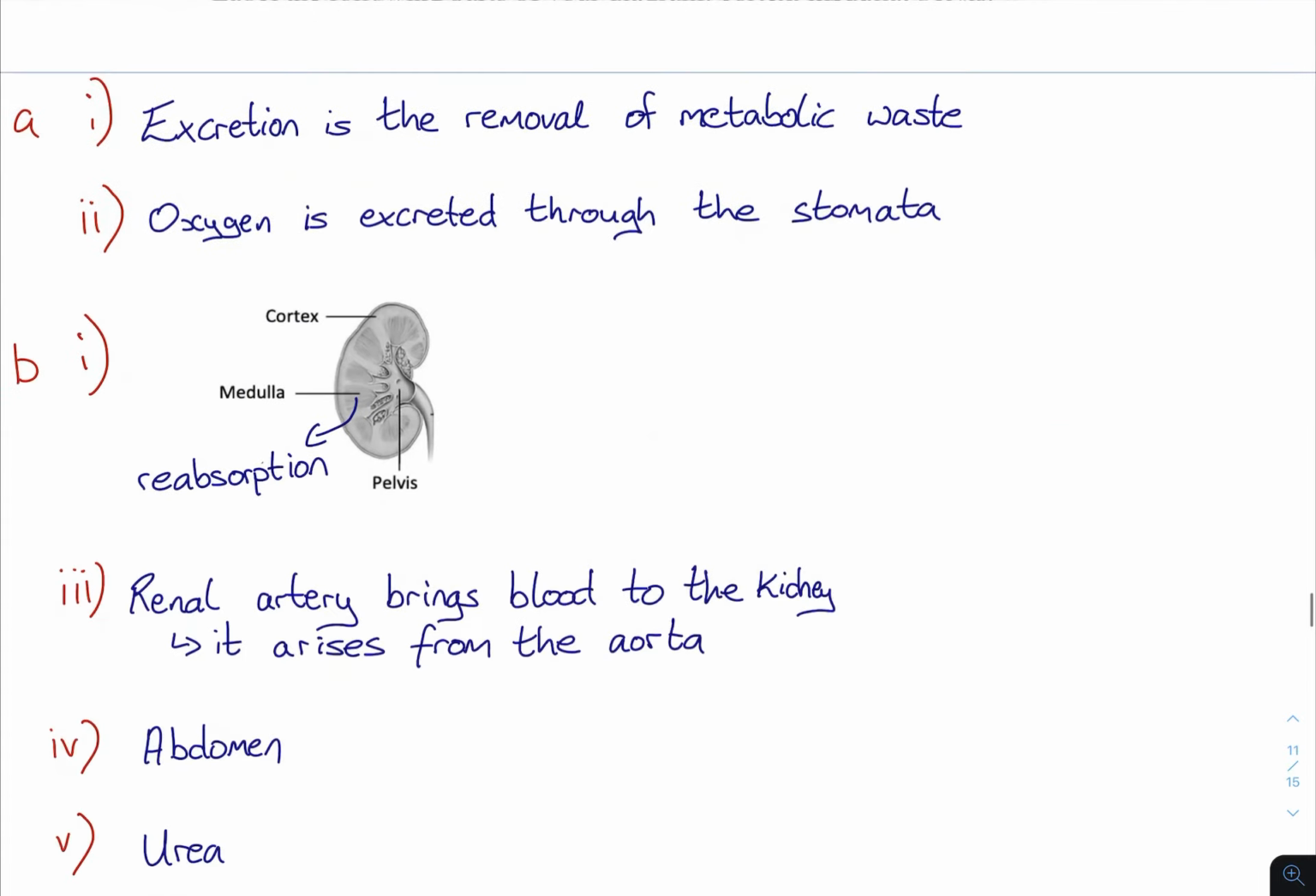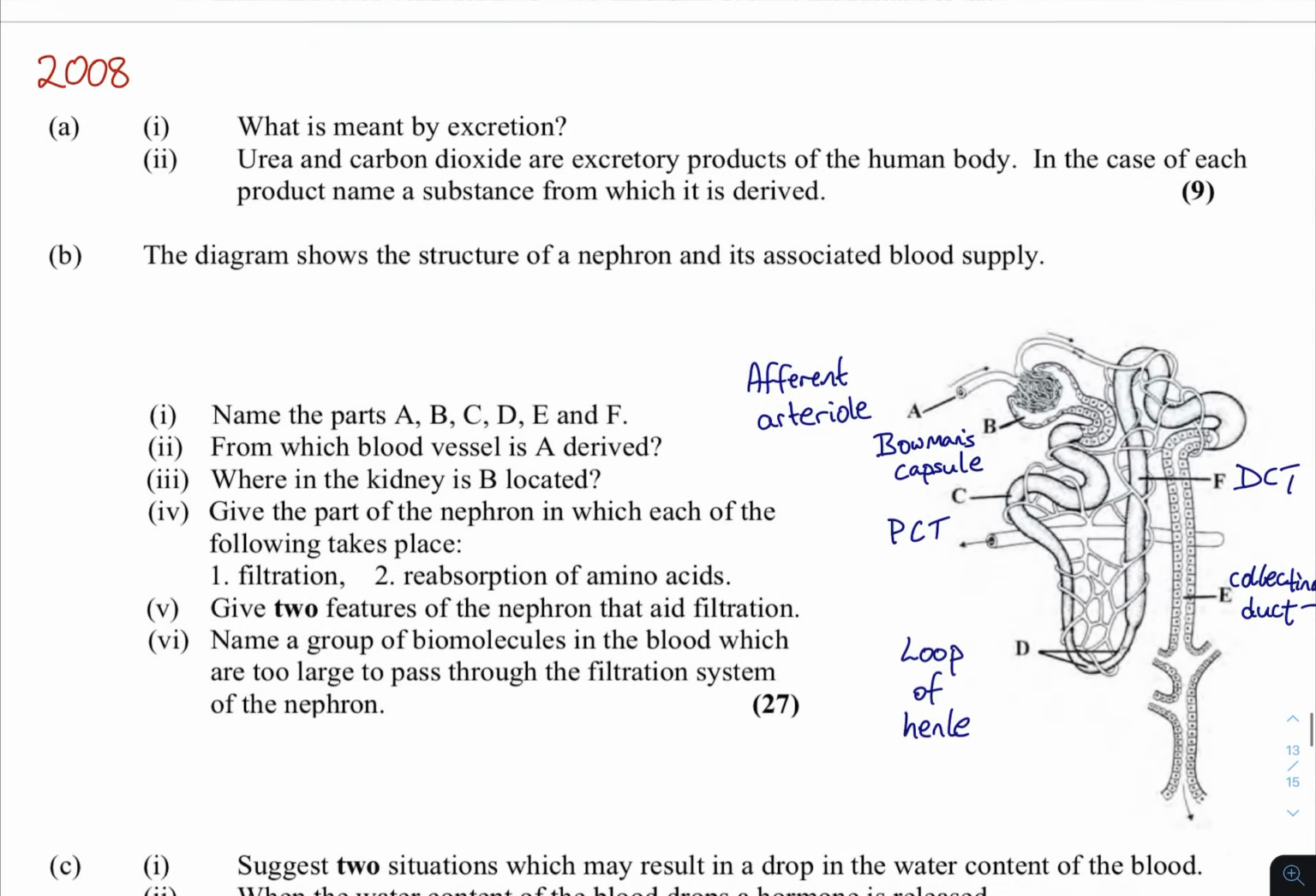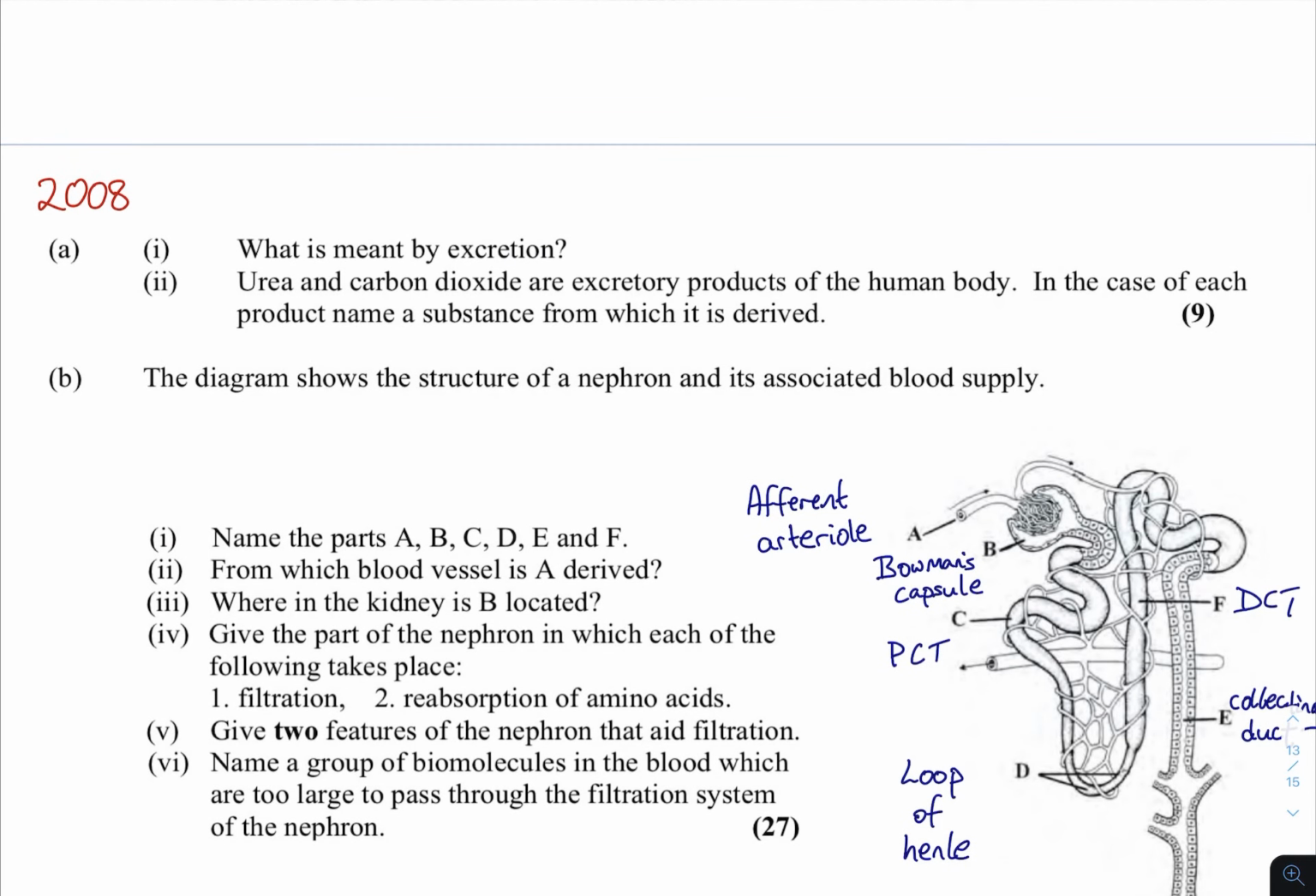Okay, that was that one. Let's move on. I think this is the last one now, thank God. So what is meant by excretion? The removal of metabolic waste.